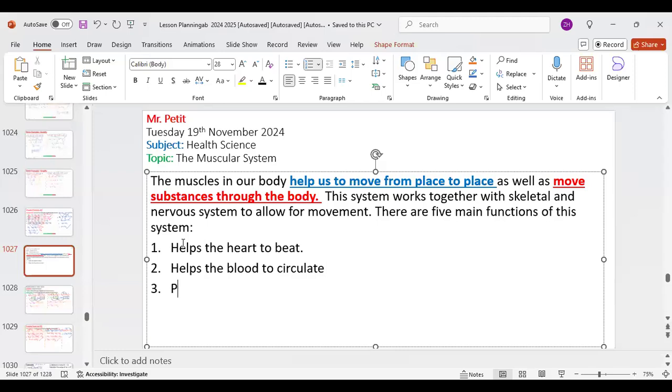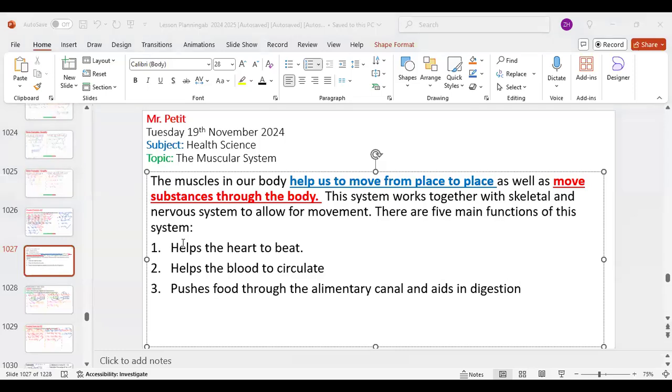Then it pushes food because it's inside the digestive system as well. So it pushes food through the alimentary canal, and aids in digestion. So you have smooth muscles, which are in your digestive system.